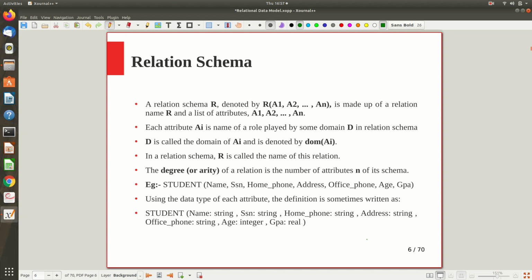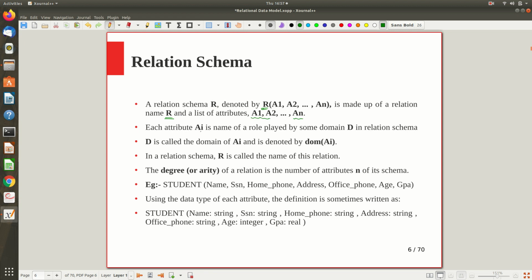Now there is some terminology, like what is a schema. These things we saw in ER modeling also. There we have the entity schema, like that. So here it is relation schema. A schema basically means a structure, right? So a relational schema R is typically denoted by R of A1, A2, etc. up to AN. So you can guess that A1, A2, up to AN are all the attributes and R is the name of the relation, that's all. So it is made up of a relation with the name R and a list of attributes A1 to AN.